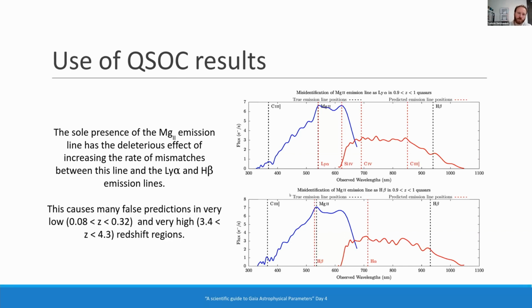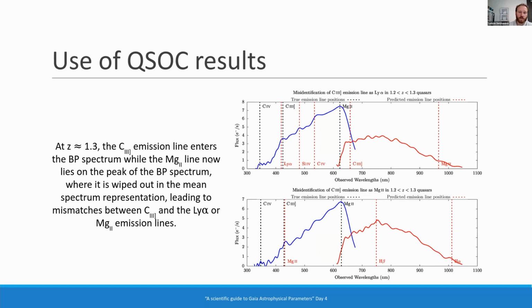Another issue also arises very close to redshift 1.3, as now the carbon 3 emission line is entering the spectra, we see it clearly. But the magnesium 2 lies on the peak of the BP spectrum, where actually this is an issue. It is systematically wiped out from the mean spectrum representation.